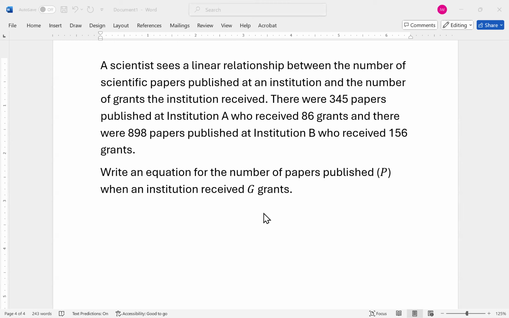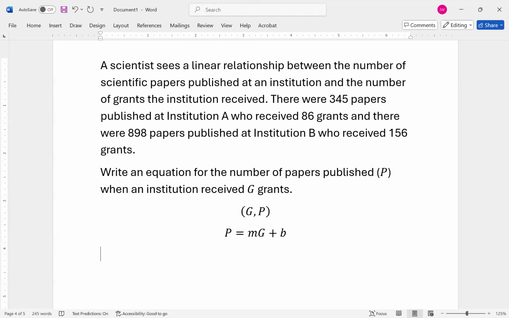In this case, we're looking at papers published versus grants. I'm going to think of the grants as the inputs and the papers published as the outputs. So whenever I'm thinking of an ordered pair, I'm thinking of it as the grants and then comma, the papers published. When I create an equation, therefore, I'm probably going to write it as papers published equals some slope times the number of grants plus the intercept. Just like y equals mx plus b.